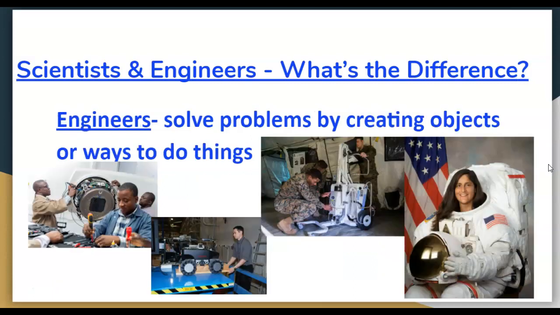So, engineers see problems in the world around them, and they work to create objects or ways to solve those problems. We call those processes. So engineers solve the problems that they see in the world around them by creating new objects or new processes to do new different types of things.